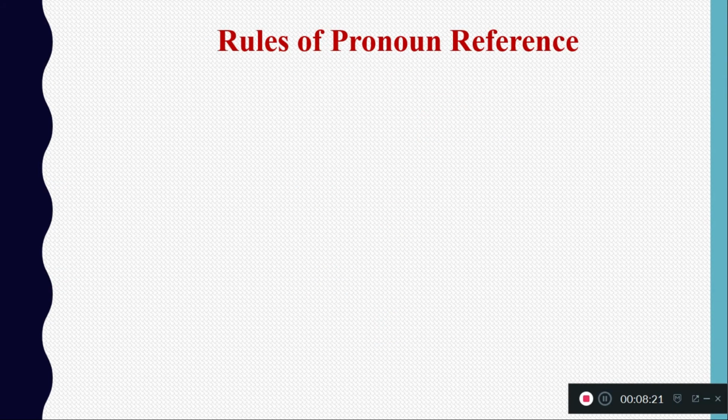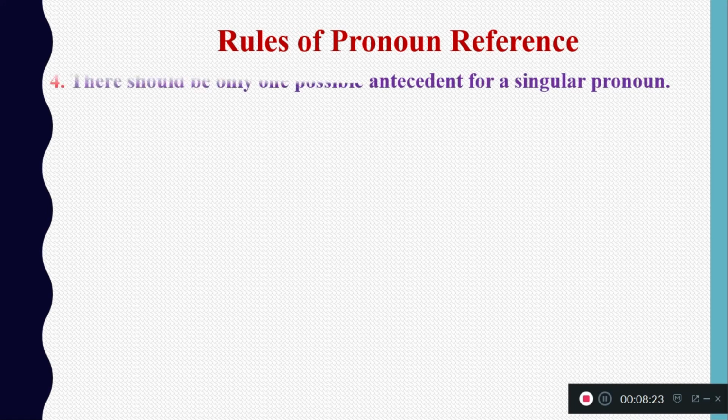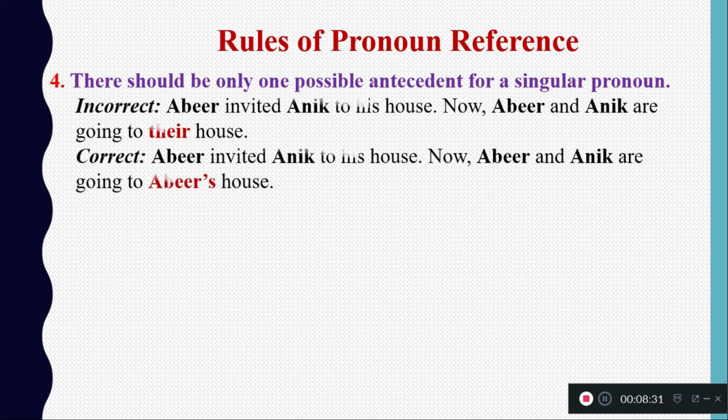Now, rule number 4. There should be only one possible antecedent for a singular pronoun. Look at the example sentence. "Abir invited Anik to his house." Now, Abir and Anik are going to their house. As Abir invited Anik to his house, obviously they are going to Abir's house.